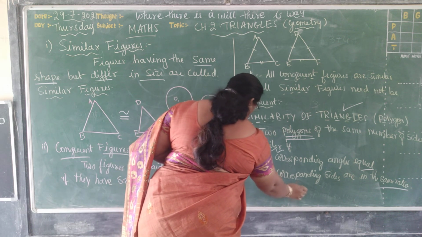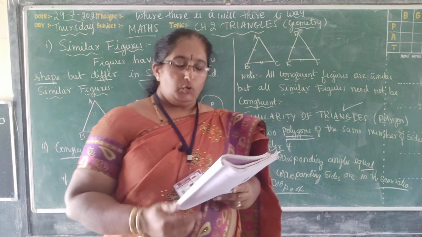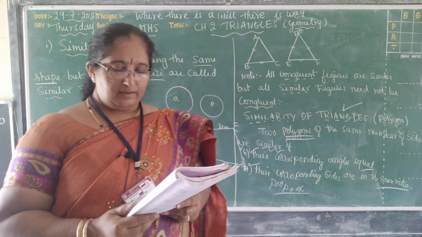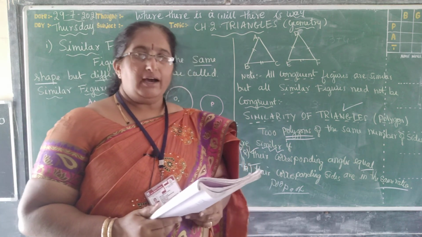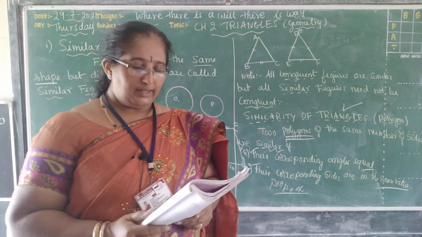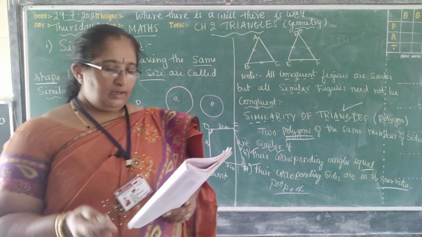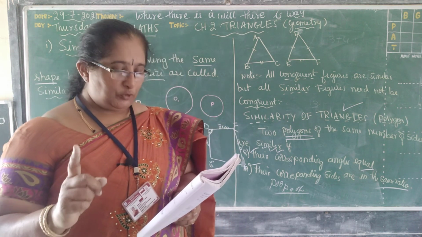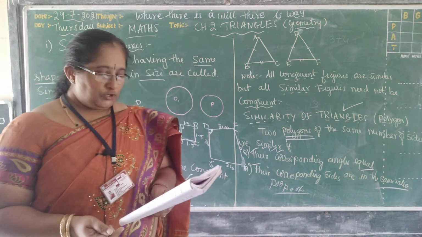Ratio means what? Proportional. So, the statement says two polygons of the same number of sides are similar if their corresponding angles are equal and their corresponding sides are proportional. That will be the answer. They have given the option that equal and proportional, if the corresponding angles must be equal and sides must be proportional. Now next going to the second question.